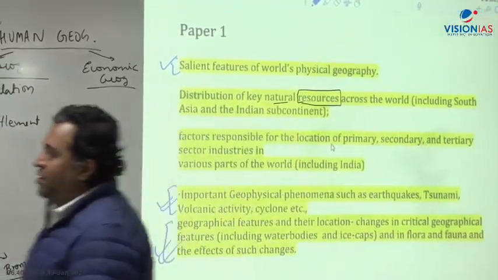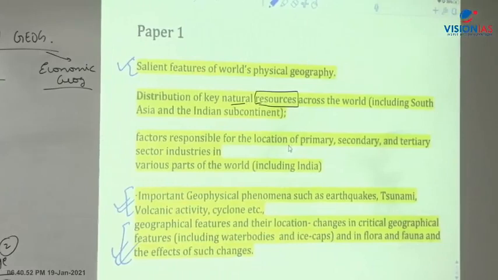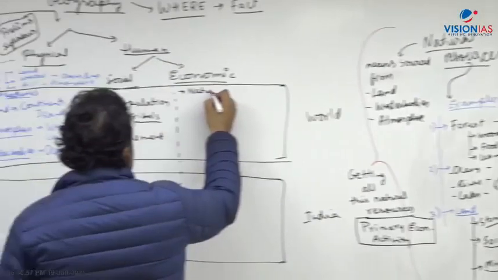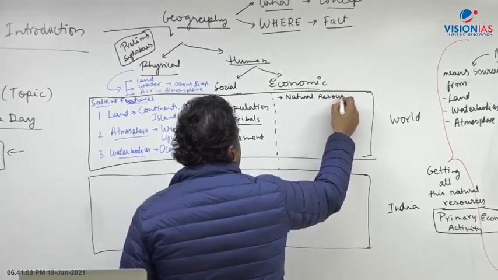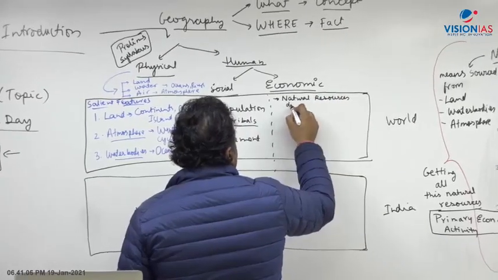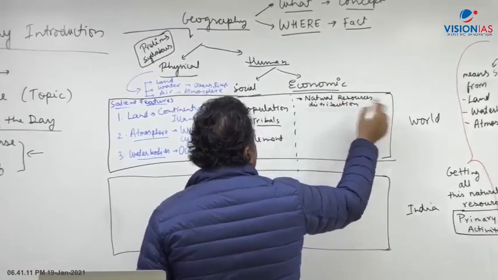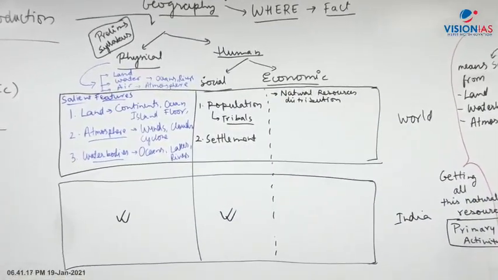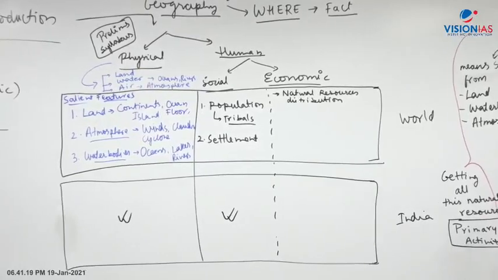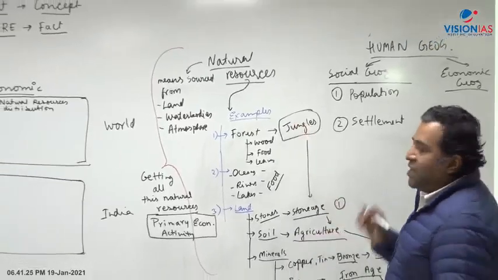So this is what your next part says. In your economic geography, what does it talk of? It talks of natural resources: natural resources in the world and natural resources in India. Natural resource distribution. This is the first part of your economic geography. And I hope now you understand what is natural resource. This explanation was only to make you understand what is natural resource.